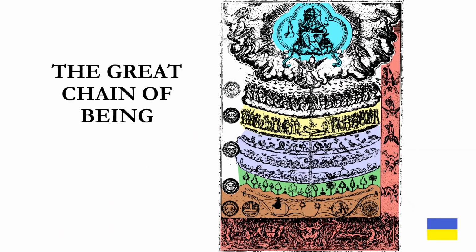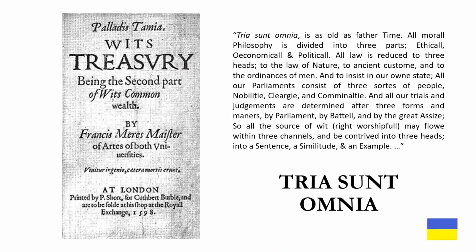The predominant cosmology was of the great chain of being, in which everything was connected to everything else. We should also remember the trias insomnia principle. 3 is everything.